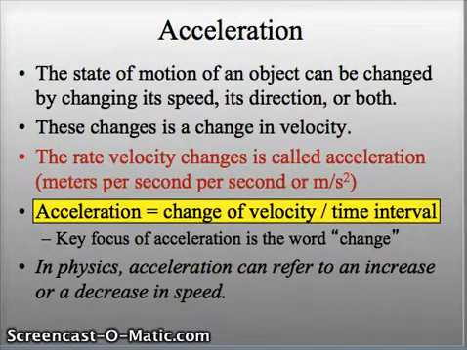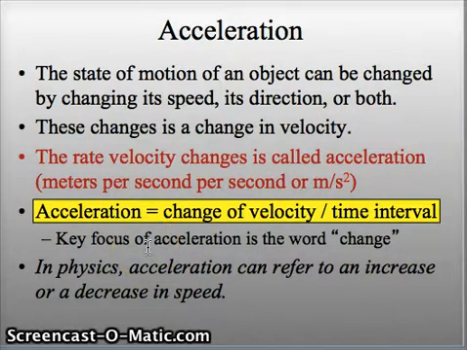Then that kind of goes into acceleration, because acceleration deals with how much an object can change its state of motion. So acceleration will change its speed, its direction, or both. Anytime there are changes in velocity, it's a change caused by an acceleration. So the focus on acceleration is the word change, a change in velocity.